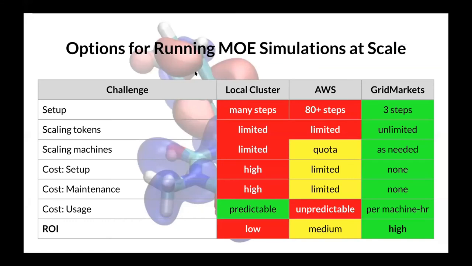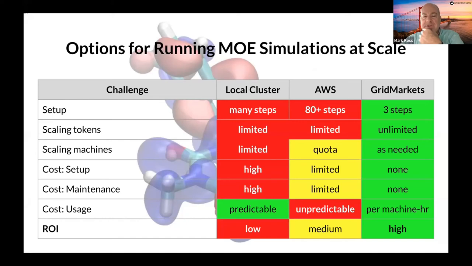Yes. Great, okay, so this slide shows how we compare to the two other primary options that are available. One is building your own local cluster, which is this first column here. And the second is effectively building your own cloud cluster, perhaps using, for example, AWS. In the case of the setup, for GridMarkets it takes three steps, which I just demonstrated to you in the earlier question. Whereas for the local cluster, it's many very complex steps. And even with an infrastructure option, it's also many complex steps.